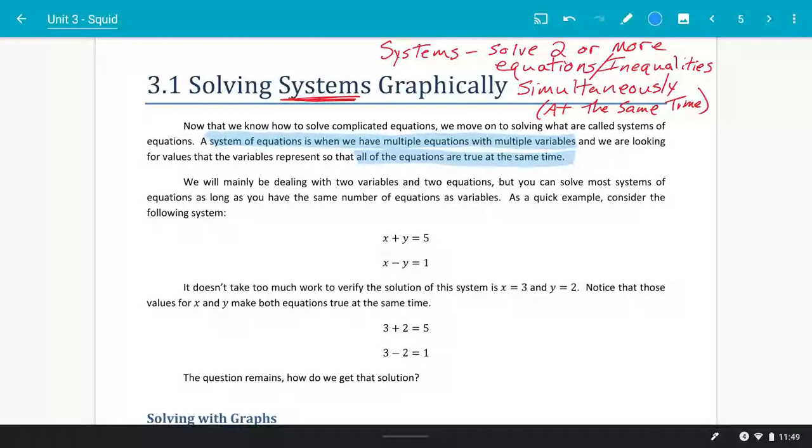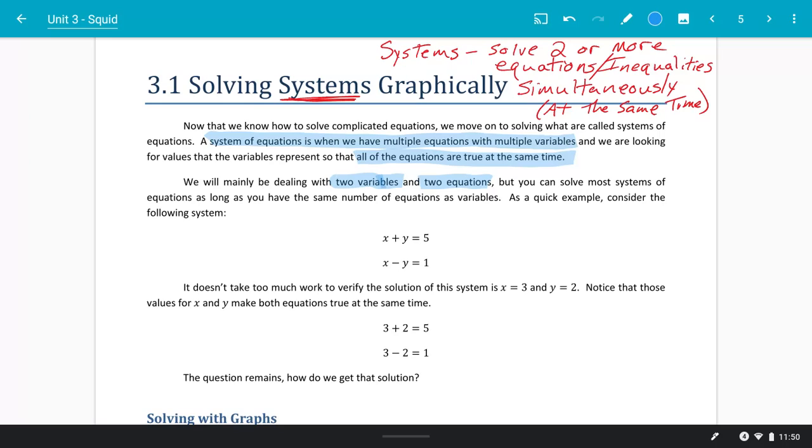We will mainly be dealing with two variables and two equations. That's cool. We'll keep it simple for us at the beginning. But you can solve most systems of equations as long as you use the same number of equations as variables.